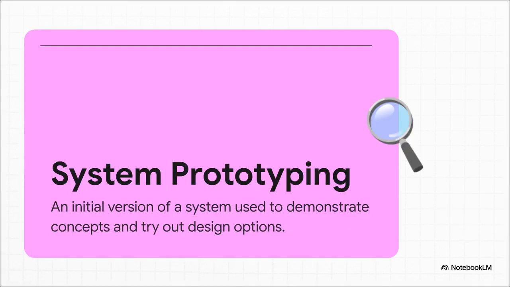So if change is inevitable, how on earth do you prepare for it? Well, one of the most powerful tools in the toolbox is the prototype. This is a quick and dirty early version of the system. It's not supposed to be perfect. Its only job is to make an idea real enough to test, so you can make sure everyone is on the same page before all the really expensive work begins.